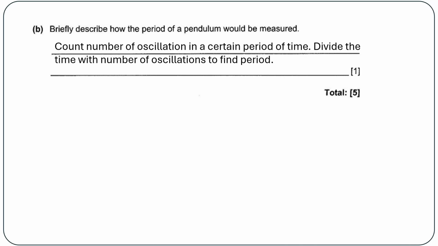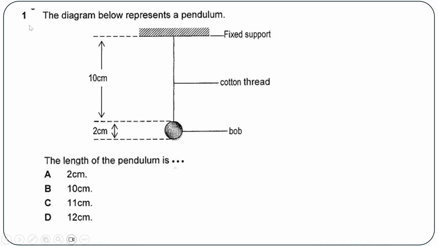Then the answer that you find is actually the period of the simple pendulum. Then this is another question which came in another paper, which reads: the diagram below represents a pendulum. So this is a pendulum. We have the fixed support here, the cotton thread, and the bob itself. We are told the distance from here to the bob is 10 centimeters, and the diameter of the bob is 2 centimeters.